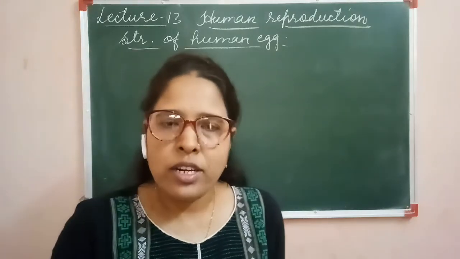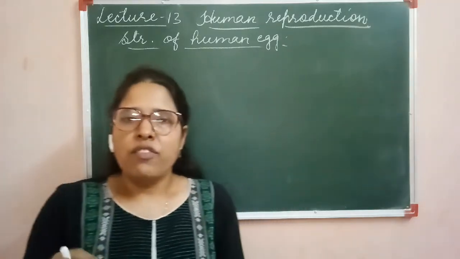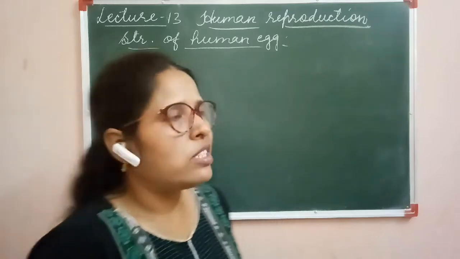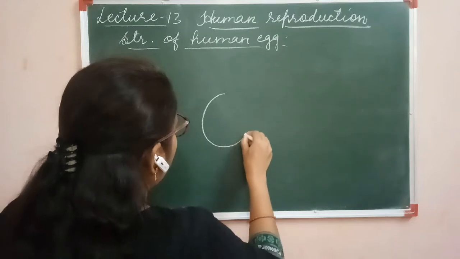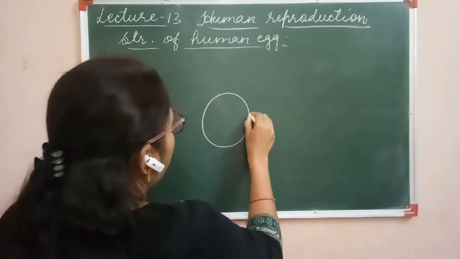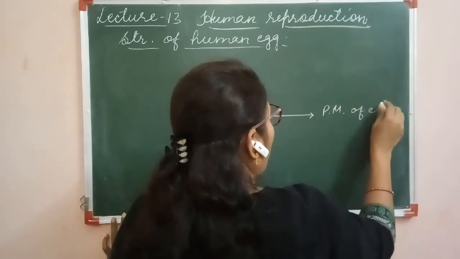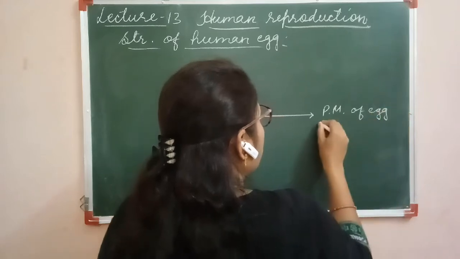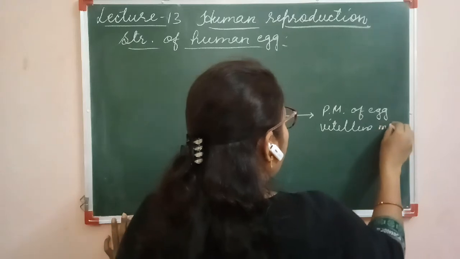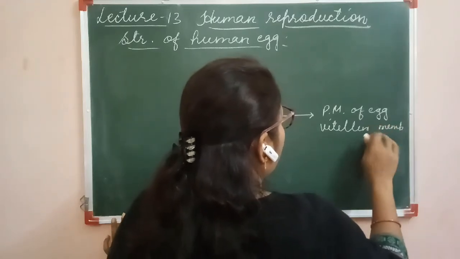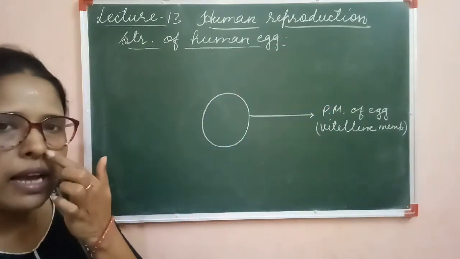It is a haploid structure and its size is very small, about 0.1 millimeter. Now we will discuss its structure. The outer membrane of the egg is called the plasma membrane of egg, or it is also called the vitelline membrane. It is secreted by the cell itself. Clear? It is the vitelline membrane or plasma membrane secreted by the cell itself.